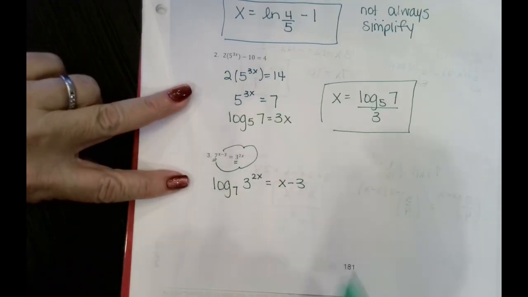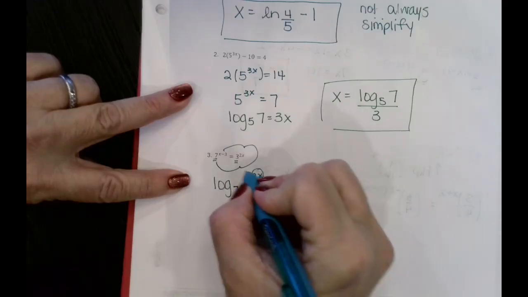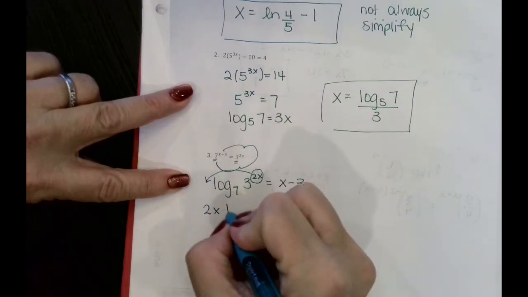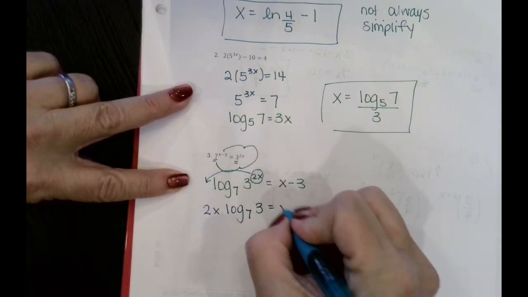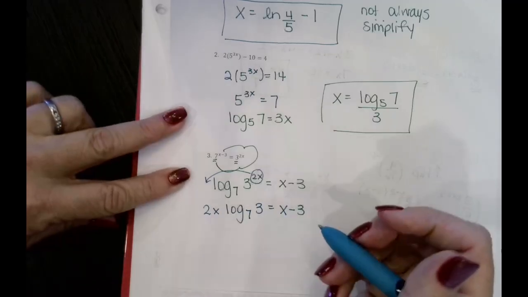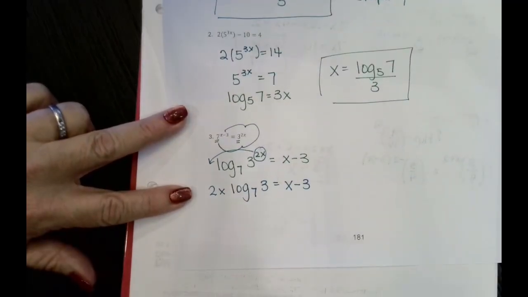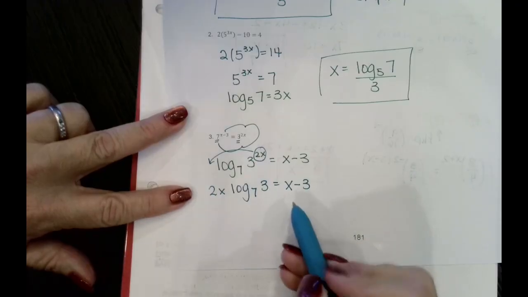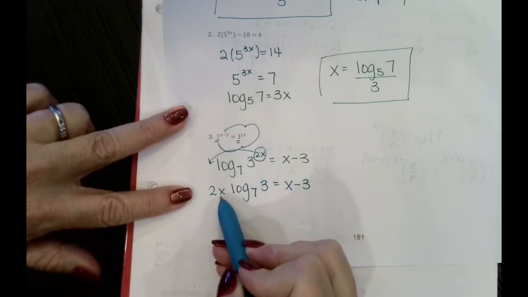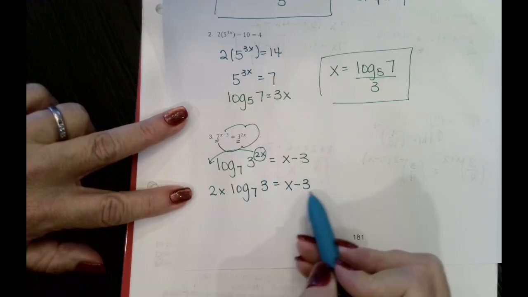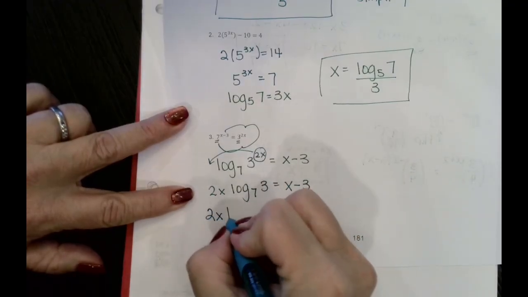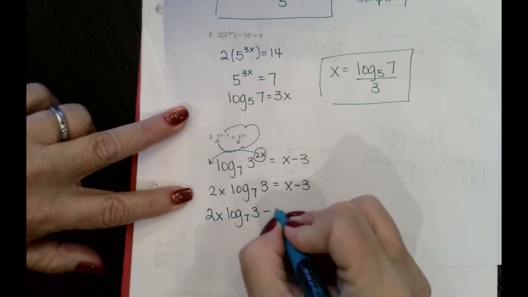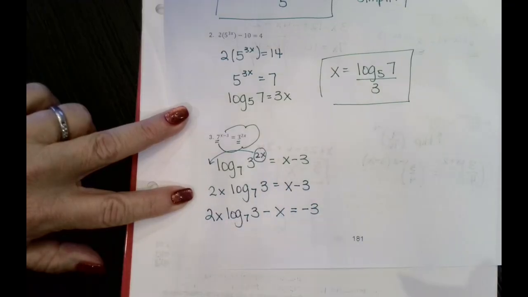All right, so now I'm going to use my log rule, and I'm going to pull this 2x out front. So what I have is 2x log base 7 of 3 equals x minus 3. Okay? All right, so next step here. I have an x on this side and I have an x on this side. So because my last step is to solve for x, I need all my x's on the same side. So instead of moving the negative 3, I'm actually going to move the x. So here's what this looks like. 2x log base 7 of 3 minus x equals negative 3.